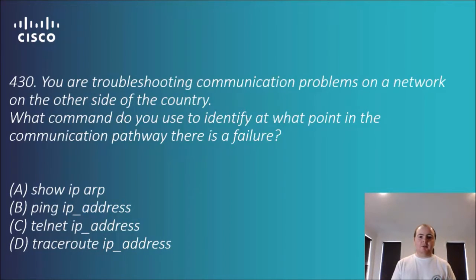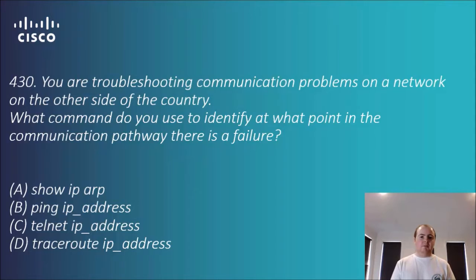For 430, you are troubleshooting communication problems on a network on the other side of the country. What command do you use to identify at what point in the communication pathway there is a failure? So we've got show IP ARP, we've got ping, the IP address, telnet, the IP address, traceroute, the IP address.